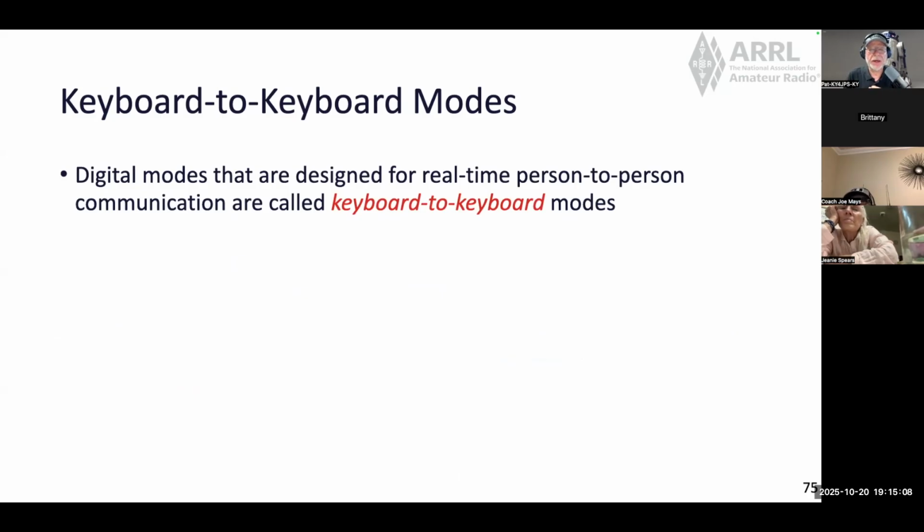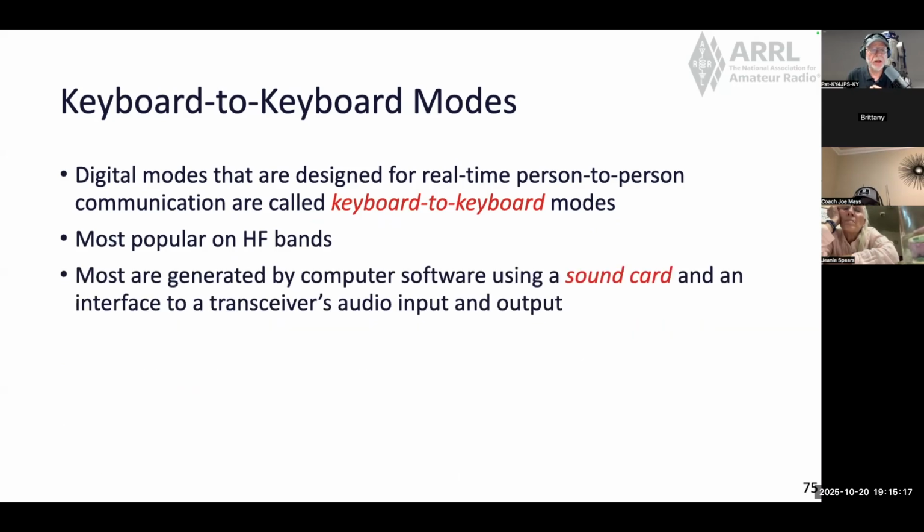Digital modes that are designed for real-time person-to-person communication are called keyboard-to-keyboard modes. Most popular on the HF bands. Most are generated by computer software using a sound card and an interface to transmit audio input and output. And I will say, most newer radios will have a sound card built in, so you don't need that piece of extra hardware. So when you're buying an HF radio, you want to check the specs on it, make sure it's got that sound card built in so you don't have to make an extra purchase.